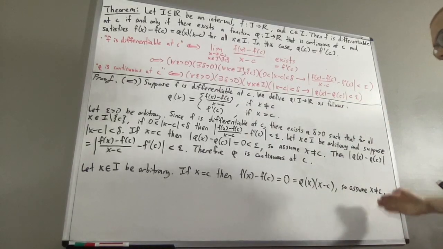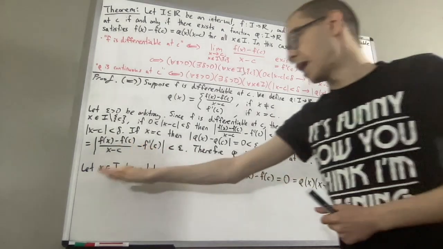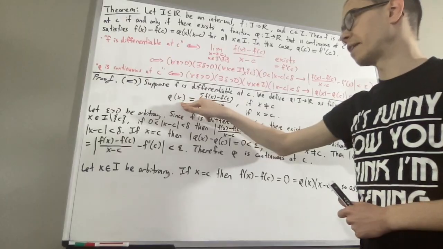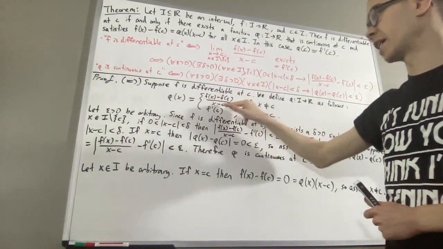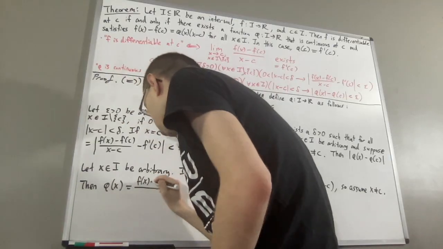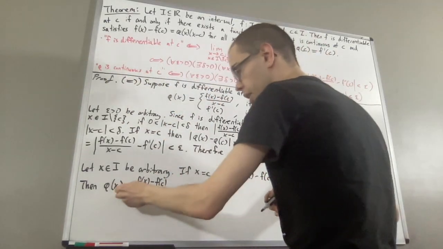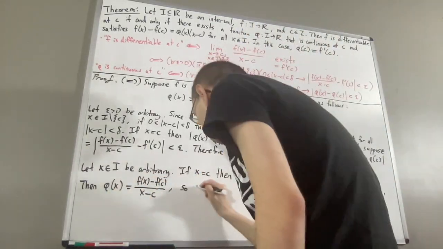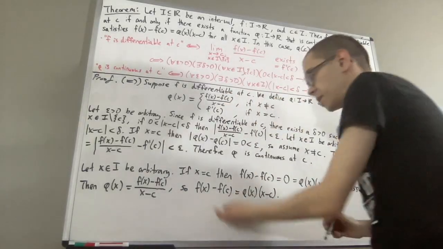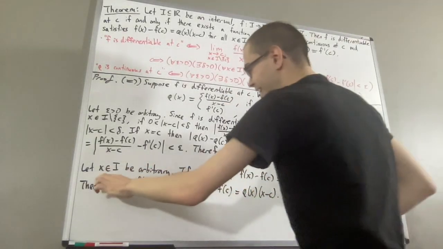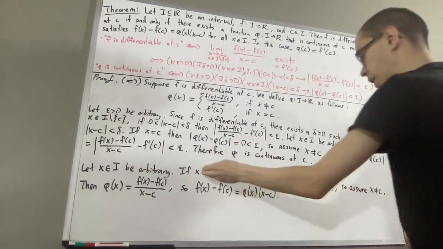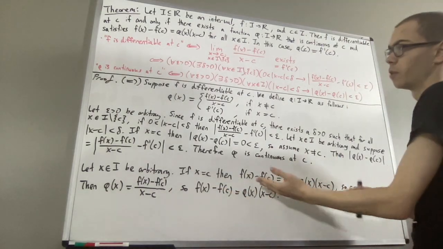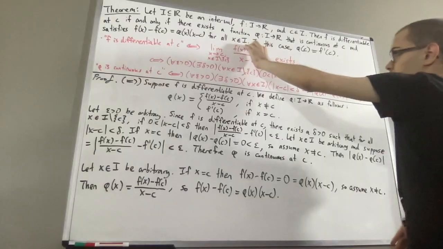If x is not equal to c, well, we have x is an element of I, but not equal to c. So when we send x into the function phi, phi of x, by definition, is equal to f of x minus f of c over x minus c. So then we just multiply x minus c to the other side. We get f of x minus f of c is equal to phi of x times x minus c. And so that's it. So no matter what, given any element x in I, whether we have x equal to c or x not equal to c, we see that this equality is true. So we have shown that this is true.